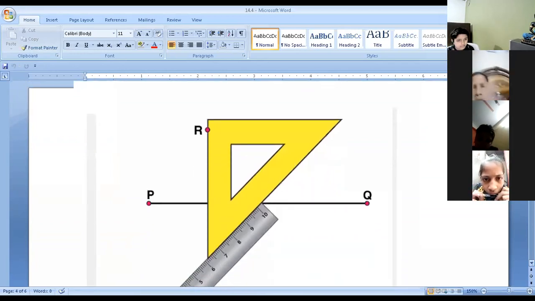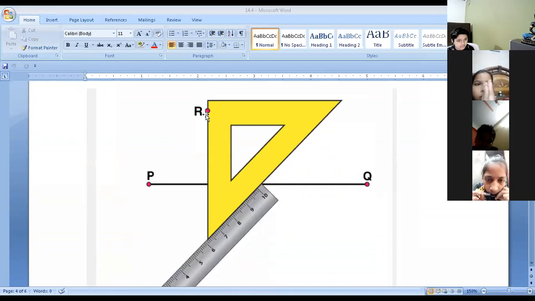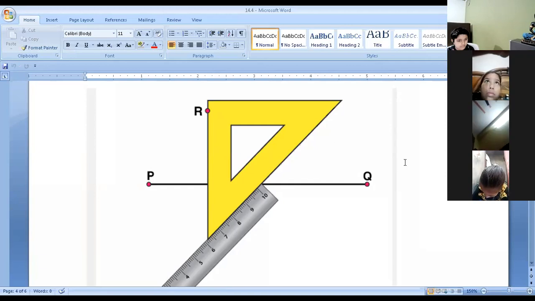The edge of your set square should touch your R point. Slide your set square in this way. It should touch your R point.